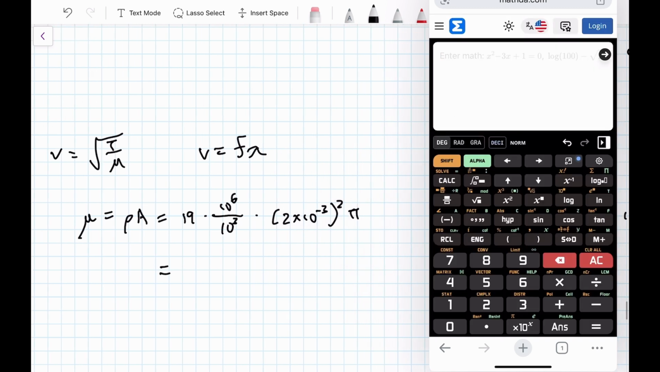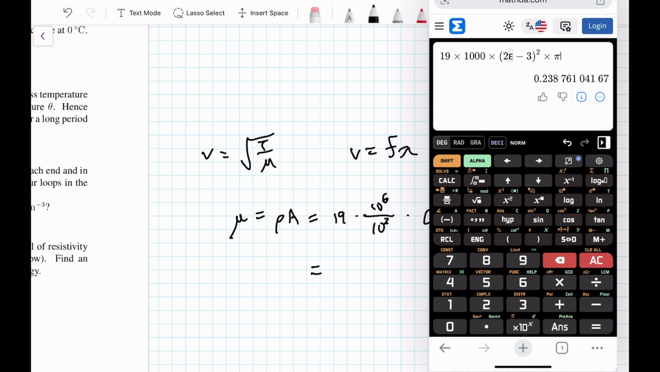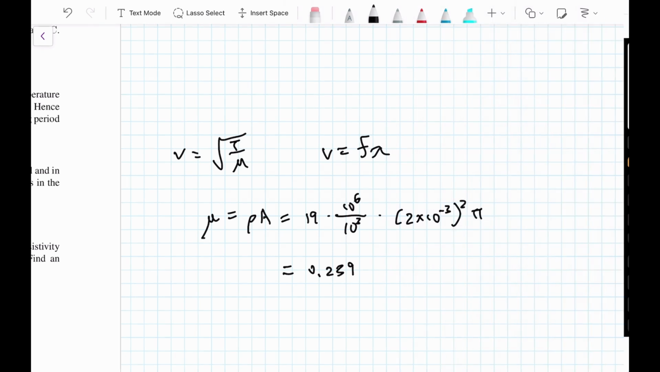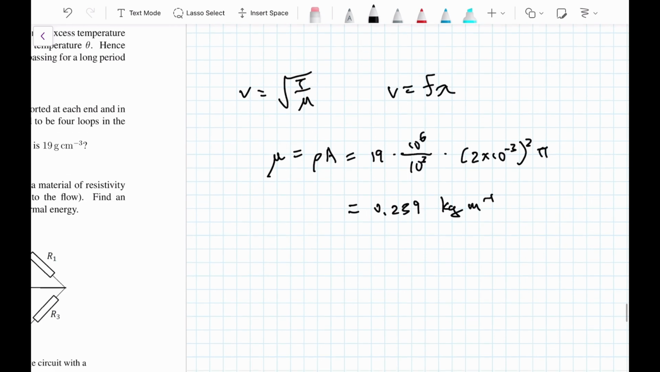So over here it says 19 multiplied by this should just be 1,000, and then multiplied by this, 10 to the minus 3 squared times pi, and that is 0.239. Okay, that is in kilograms per meter, and then we can simply plug this into the equation to get a value for the tension.